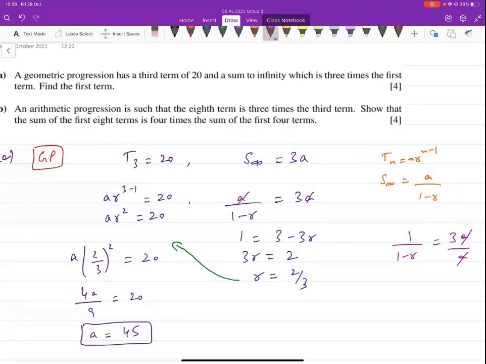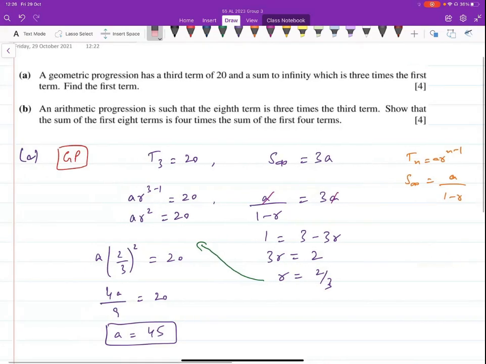Okay? Yes, sir. Thank you. So that's the value of A, which is 45. Anything else? No, sir. Okay, let's look at the second part.